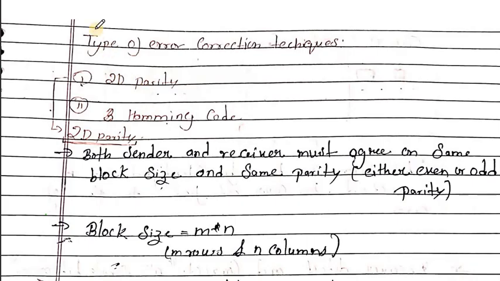In the previous class, we learned the error detection technique. Now here we will learn error detection and correction techniques. There are two methods for error detection and correction. The error correction is done at the receiver end. They are 2D parity and Hamming code.